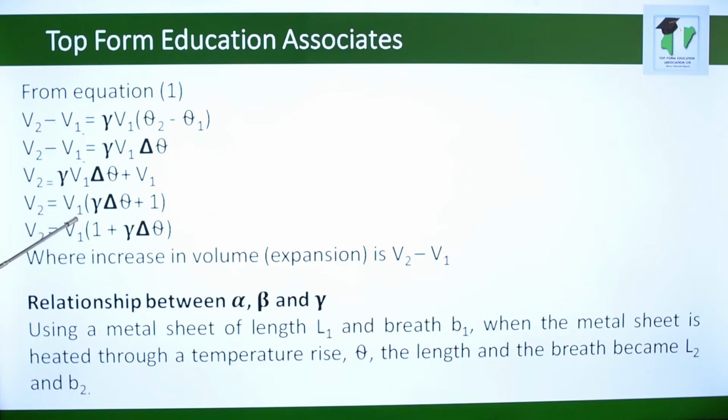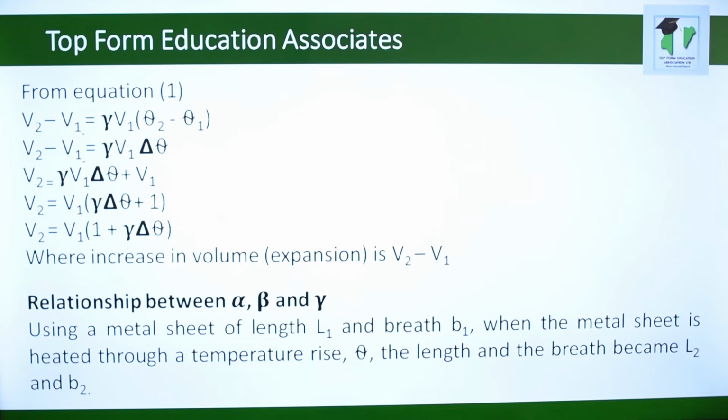Because if you now expand, you have V1 gamma change in theta, which is this one. This multiplied by this gives you back this one. So we have V2 is equal to V1 gamma change in theta plus 1. We can rewrite this as V2 is equal to V1 into 1 plus gamma change in theta. The increase in volume or expansion is equal to V2 minus V1. So the whole of this gives you the expansion itself, V2 minus V1, while V2 is the final volume, after you must have added heat to it.